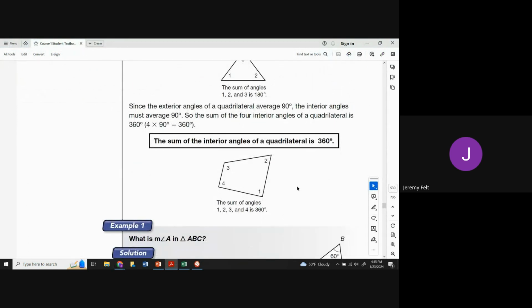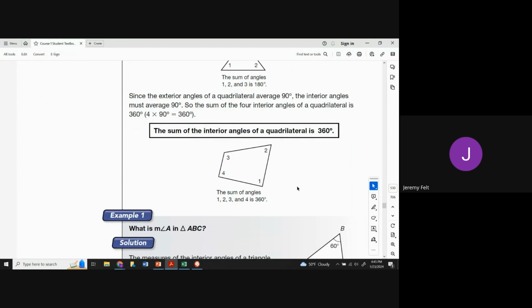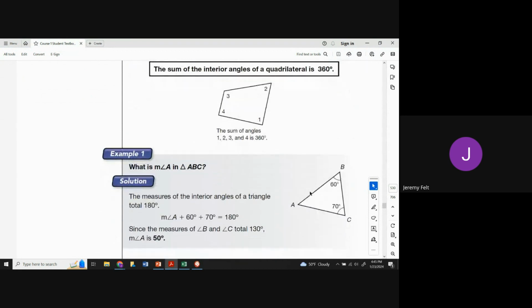Interior angles of a quadrilateral. For a quadrilateral, we have 360 degrees, just like parallelograms. So we can use that to find missing angles. I know if A equals what? Because B and C equal 60 and 70. Well, we can do 180 minus 60 minus 70.